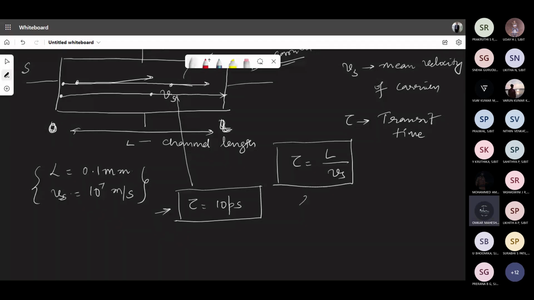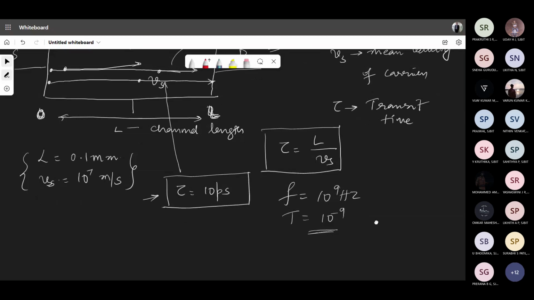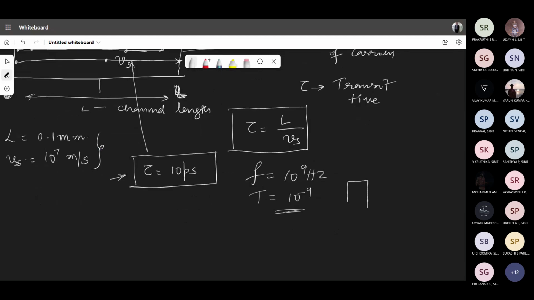Good value, sir. If you consider the frequency to be around, let us say, 10 raised to 9, which is 1 gigahertz, what is the time value for this? It is 10 raised to minus 9. Let us for the time being say that this is a digital data for me. Data are coming like this. On and off, ones and zeros. So what is the time period of this? 10 raised to minus 9.